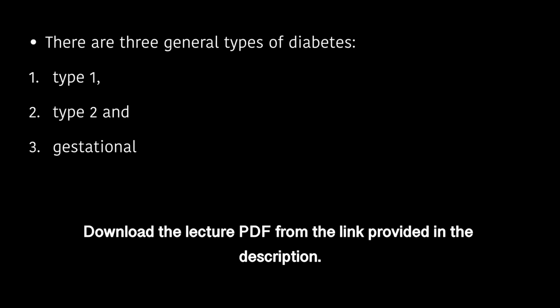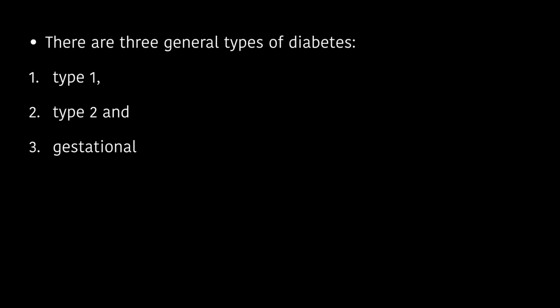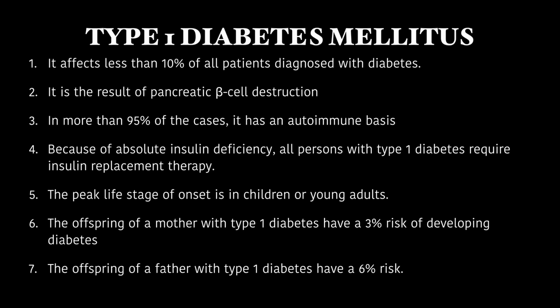There are three general types of diabetes: Type 1, Type 2, and gestational. Type 1 diabetes mellitus affects less than 10% of all patients diagnosed with diabetes. It is the result of pancreatic beta cell destruction. In more than 95% of the cases, it has an autoimmune basis. Because of absolute insulin deficiency, all persons with Type 1 diabetes require insulin replacement therapy.